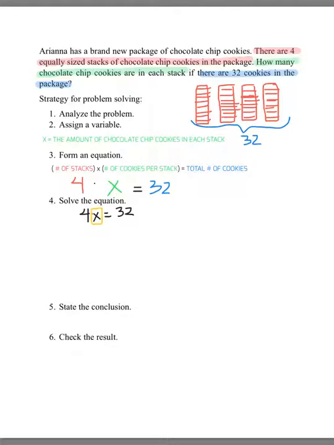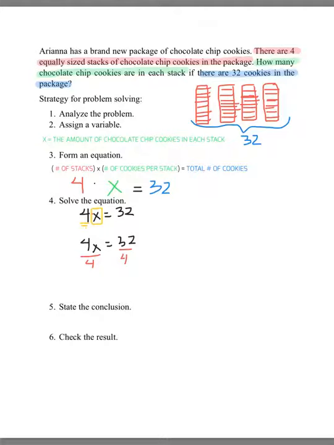We want to undo the multiplication of 4. The only way to undo multiplication is by the inverse operation, which is going to be division. So we're going to go ahead and divide both sides by 4 in order to eliminate that multiplication of 4. So again, start off with the original equation. Then we're going to go ahead and divide both sides by 4.